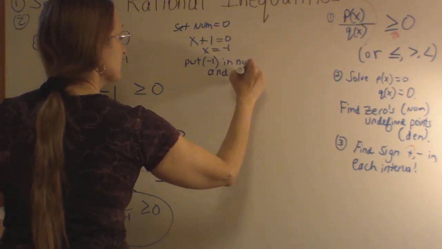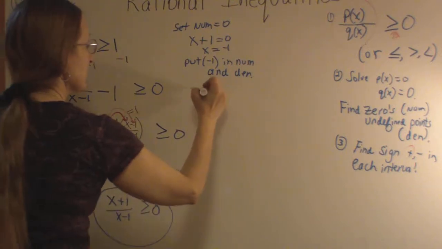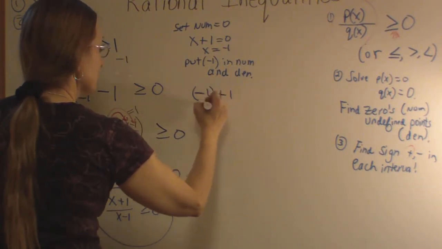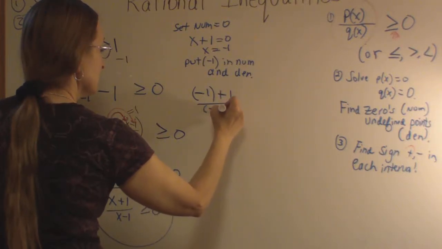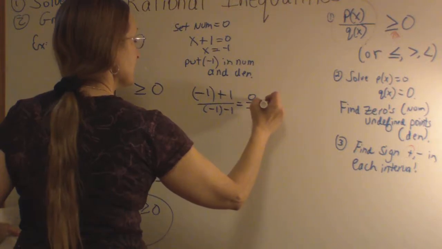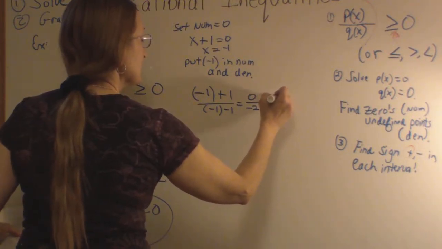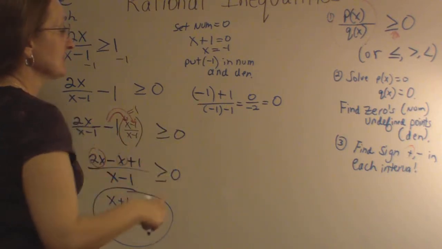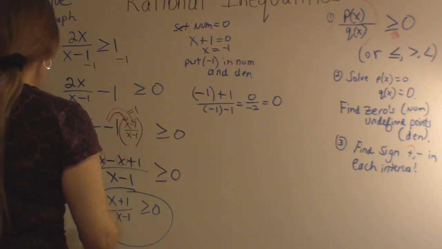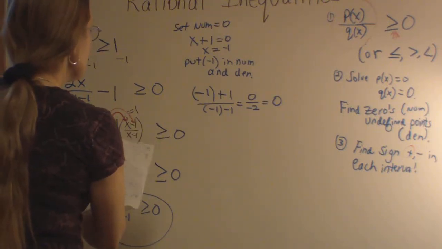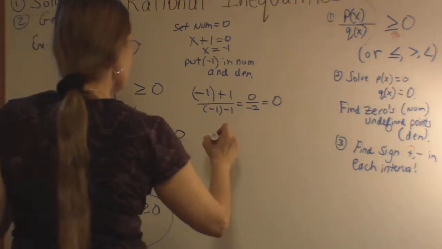So we have negative 1 plus 1 divided by negative 1 minus 1. So you get 0 over minus 2, and that's equal to 0. So this is going to be one of your solutions that we can refer to on the number line. Now, another thing we can do is now set the denominator equal to 0.